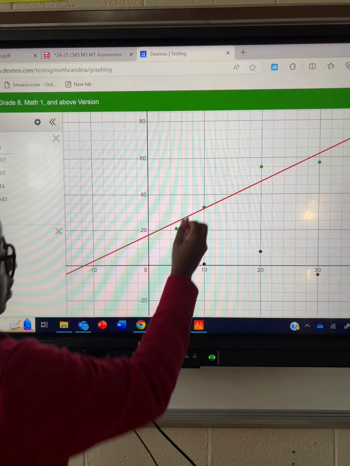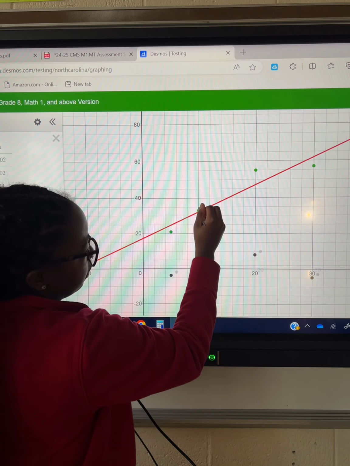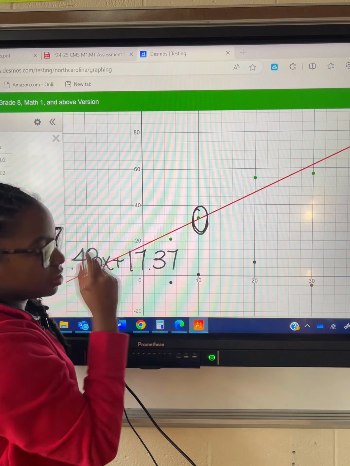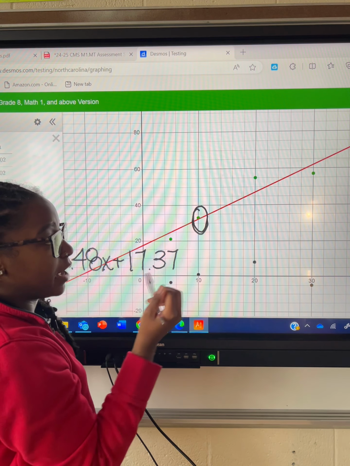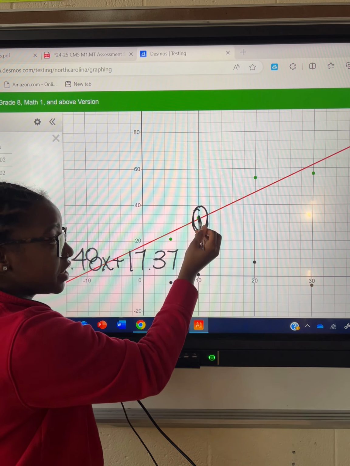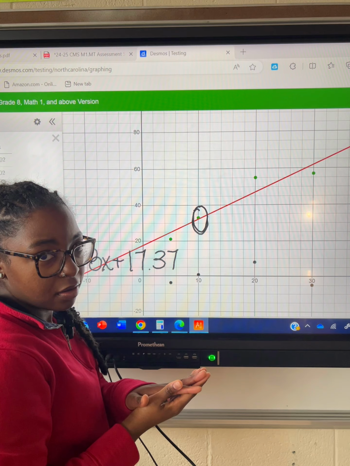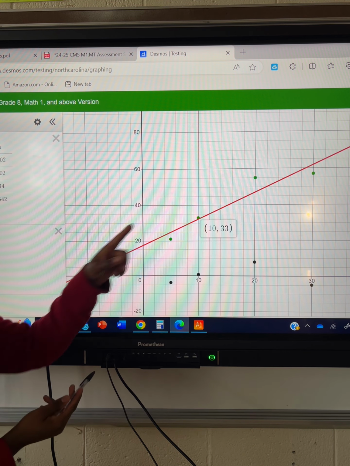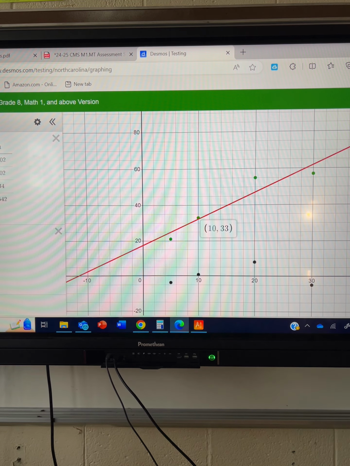Okay, so when I'm looking at this, I want to find which one was the best prediction. We can see that this one right here is rather close to the line, because the line is my prediction. The point is what actually happened. This was the best prediction because it's closer together. Okay, that's 10 and 33. So whenever we had 10, that was my best prediction.